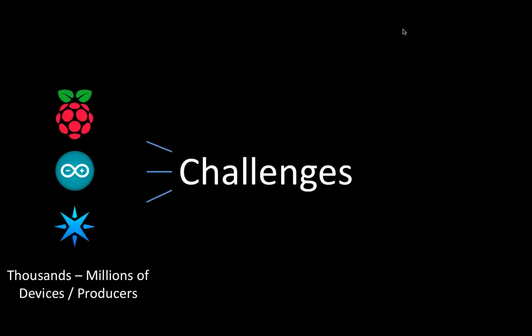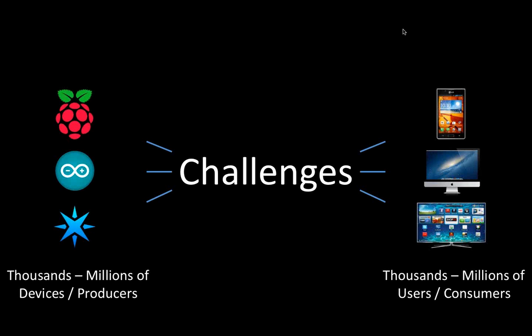But there are challenges. When we are talking about Internet of Things solutions, when you become popular, you will easily have thousands or even millions of these small devices that are connected to your solution and that may be producing a lot of data. And on the other side, you may easily have millions of customers or consumers of your data and users for your system. So by definition, we are talking about distributed systems at very large scale.